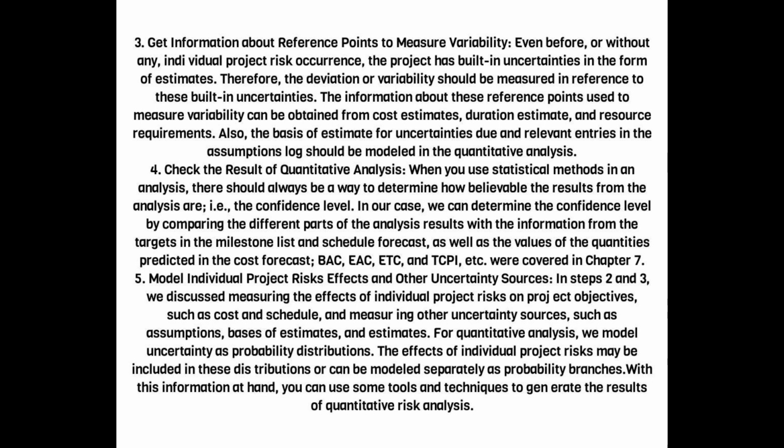5. Model individual project risks, effects and other uncertainty sources. In Steps 2 and 3, we discussed measuring the effects of individual project risks on project objectives, such as cost and schedule, and measuring other uncertainty sources, such as assumptions, bases of estimates, and estimates. For quantitative analysis, we model uncertainty as probability distributions. The effects of individual project risks may be included in these distributions or can be modeled separately as probability branches. With this information at hand, you can use some tools and techniques to generate the results of quantitative risk analysis.